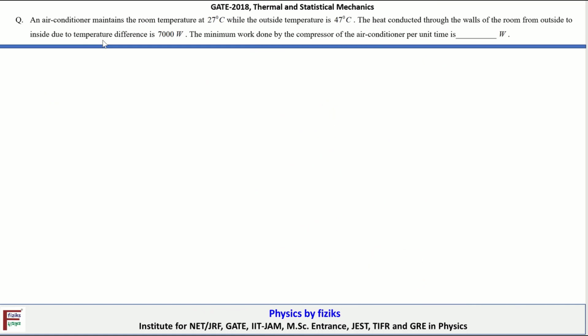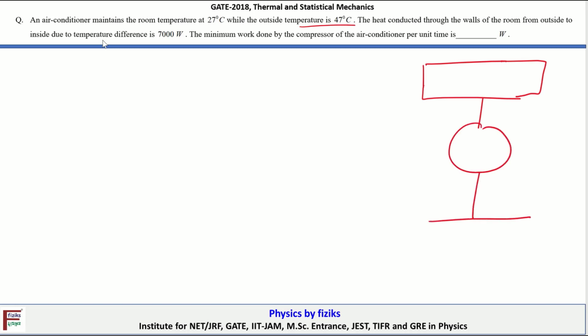Let's continue with the next problem. An air conditioner maintains the room temperature at 27 degrees Celsius while the outside temperature is 47 degrees Celsius. Let's first draw the schematic diagram here. An air conditioner basically removes heat from the interior of the room, and then it rejects heat to the high temperature reservoir, which is basically the surroundings.